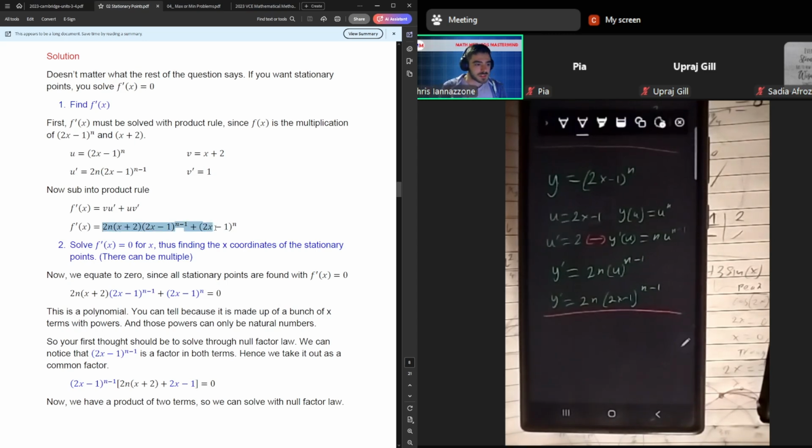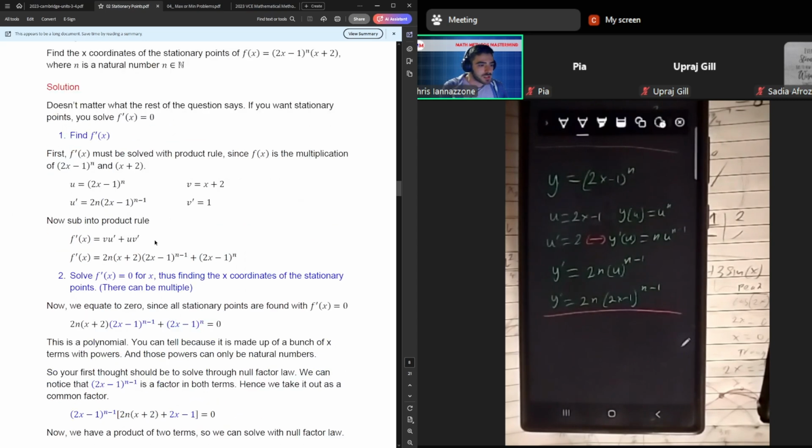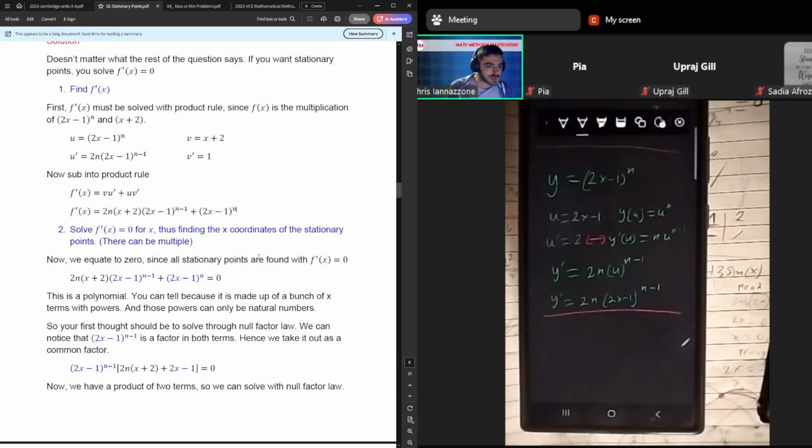Now, you need to be able to identify this as a kind of polynomial. The fact that n is a natural number means that for any value of n, this will always look like some polynomial. It could be power of 10, it could be power of 15. It's still got to be a polynomial. And the reason why that matters is because the way we solve polynomials informs how we would solve this, which would be a sort of null factor law / factorization approach.